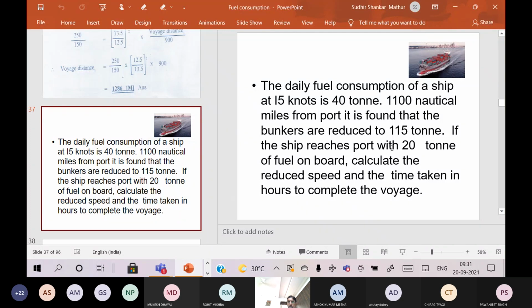If the ship reaches port with 20 tons of fuel on board, calculate the reduced speed and the time taken in hours. Your answer should be in hours. So many hours and so many minutes probably. Or if you want to write decimal, then in hours only they want, not in days. So let us calculate in hours. If they had not mentioned anything, then it would be okay.